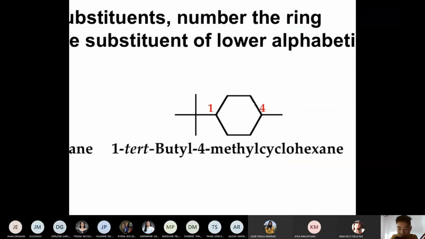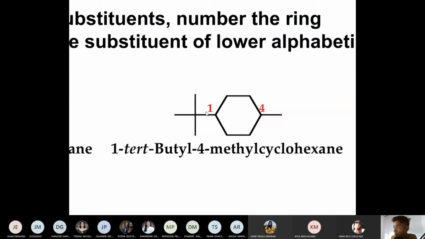For example, we have this one. Okay, so we have this substituent here na parang paa ng manok. So, that's tert-butyl, di ba? And then you have your methyl substituent here in your cyclohexane parent chain. So ito yung ring, ayan yung parent mo. Then yung mga nakadugtong doon, yun yung substituent mo. So you have your methyl, you have your tert-butyl. So who will get the first priority? Alphabetical yung arrangement natin, ha.